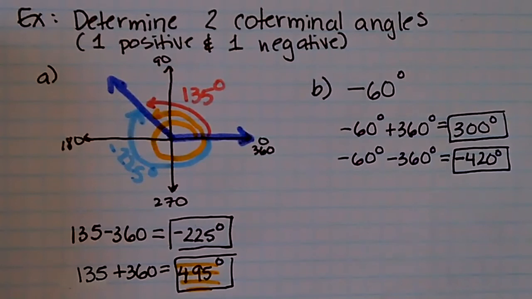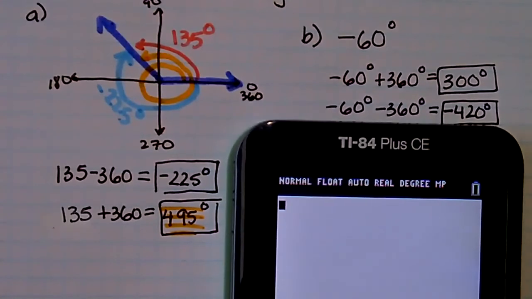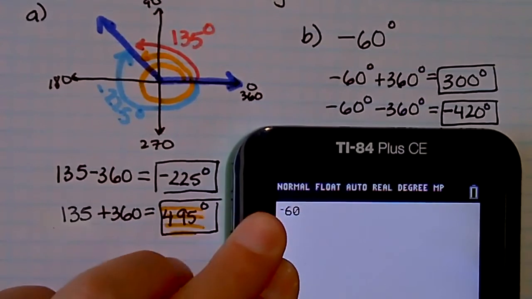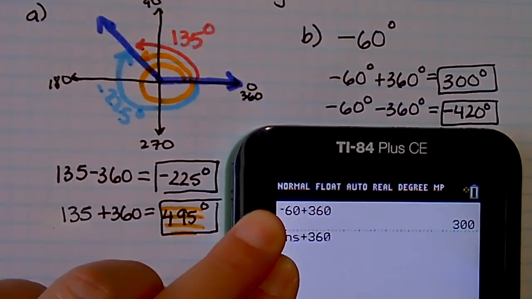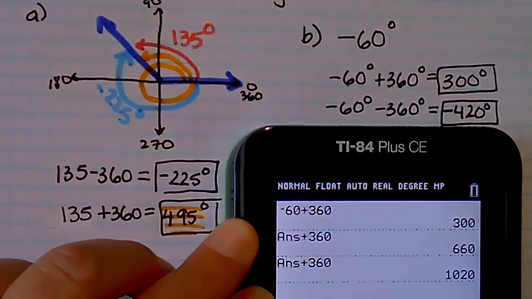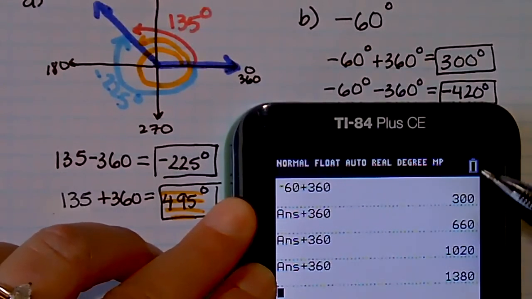Now I can continue to add and subtract. So again, if I started off with negative 60 and I was trying to get a positive one, okay, I added my 360. That gave me 300, but I can keep adding 360. That gives me another one. I can keep adding 360. So every time I add 360, I'm going around the circle another time. All of these would be possibilities for a positive coterminal.